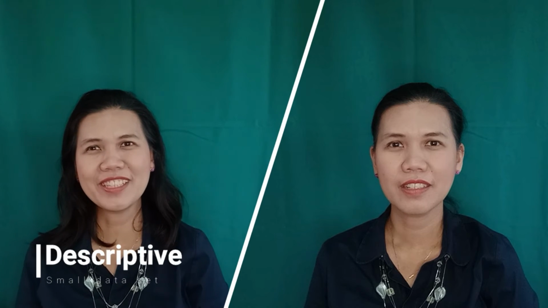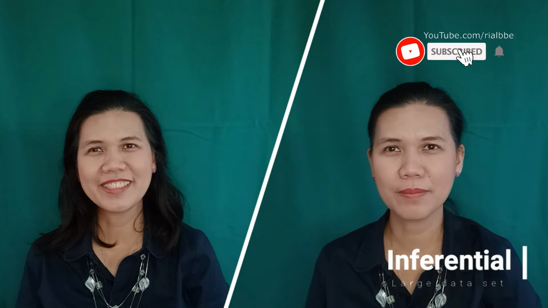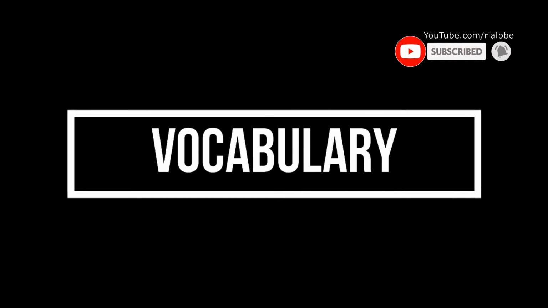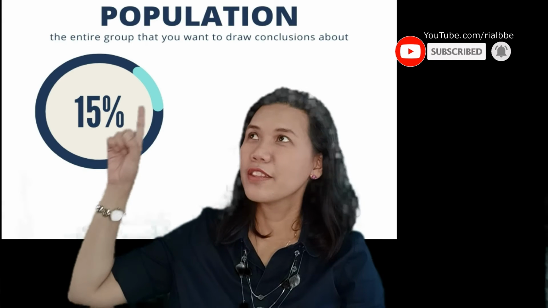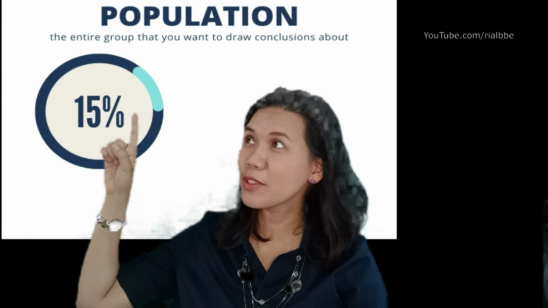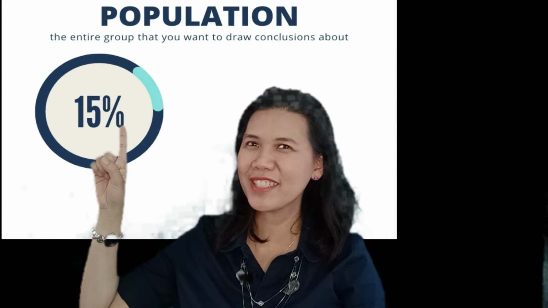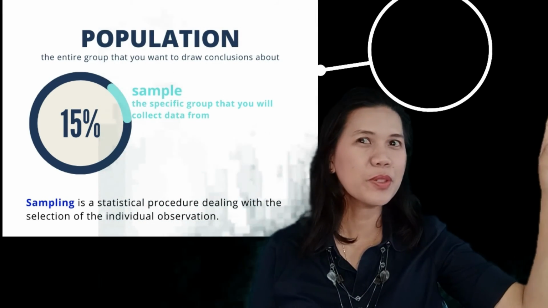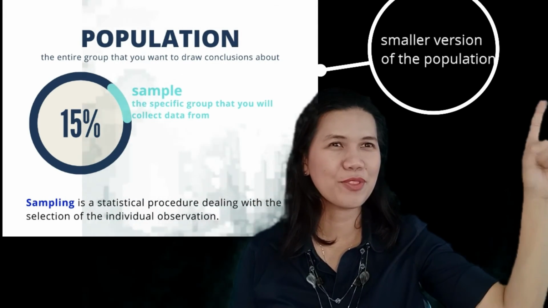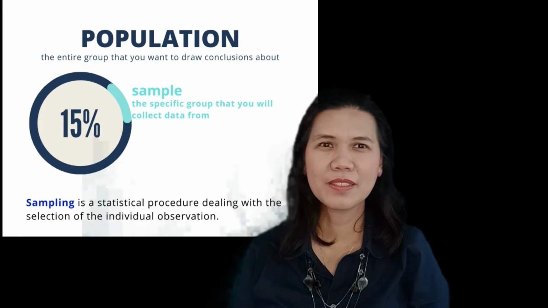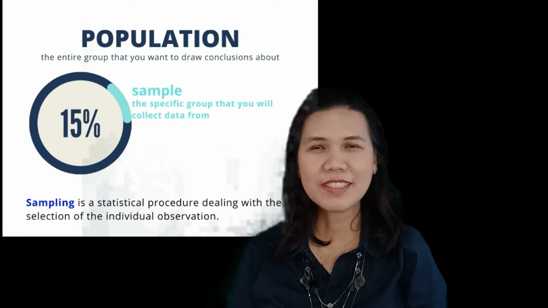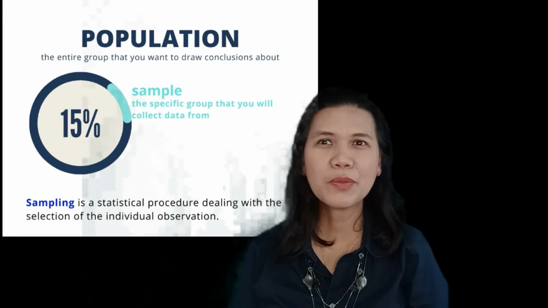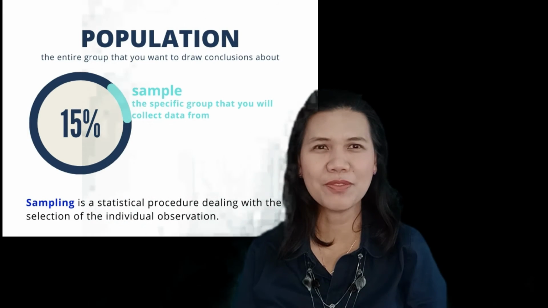Data set is small. Large data set. The entire group that you want to draw conclusions about. Sample, the specific group that you will collect data from. Sampling is a statistical procedure dealing with the selection of the individual observation.